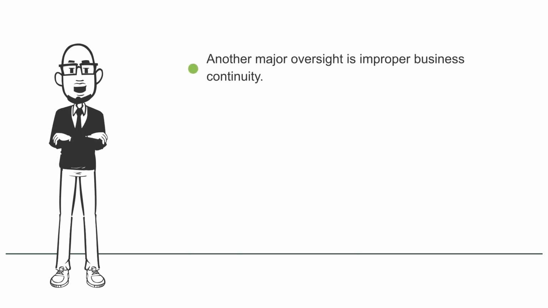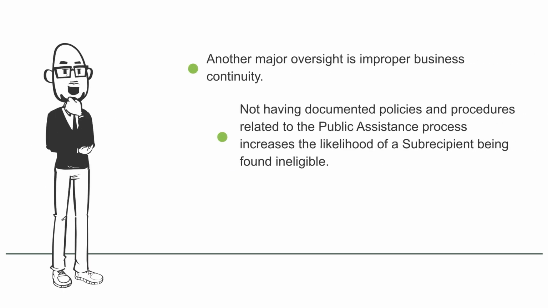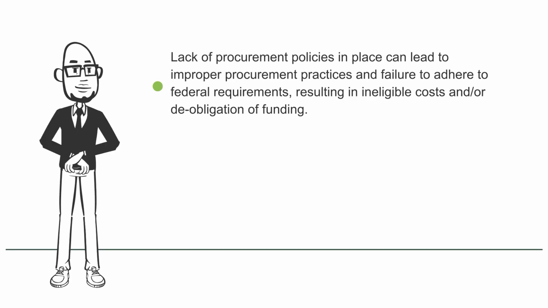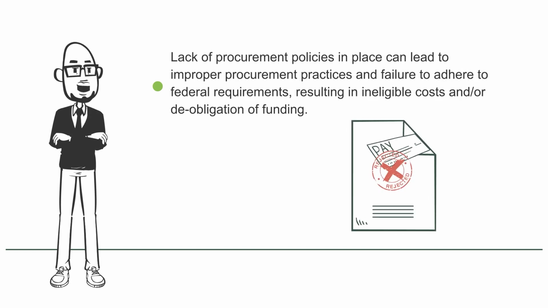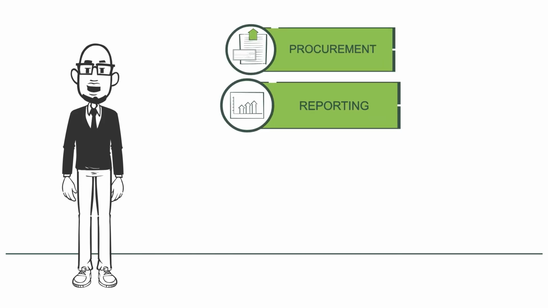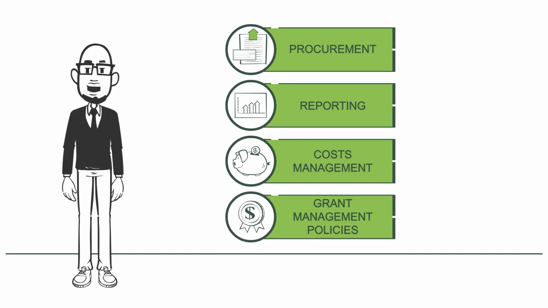Another major oversight is improper business continuity. Not having documented policies and procedures related to the public assistance process increases the likelihood of a subrecipient being found ineligible. Lack of procurement policies in place can lead to improper procurement practices and failure to adhere to federal requirements, resulting in ineligible costs and/or deobligation of funding. A solution would be to develop procedures that ensure administrative capacity to manage federal grants, such as procurement, reporting, cost management, and grant management policies.